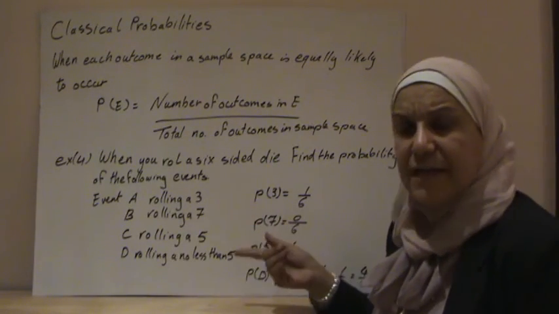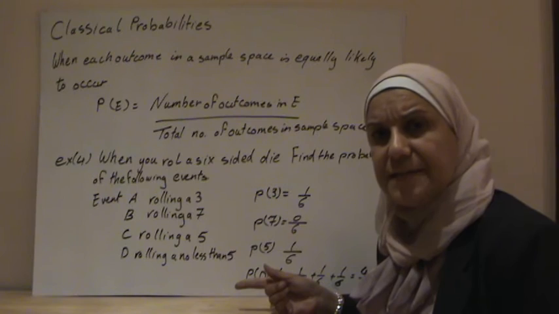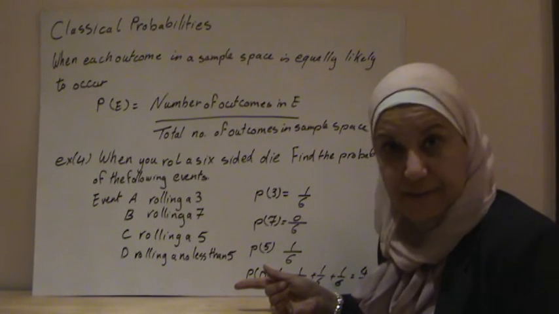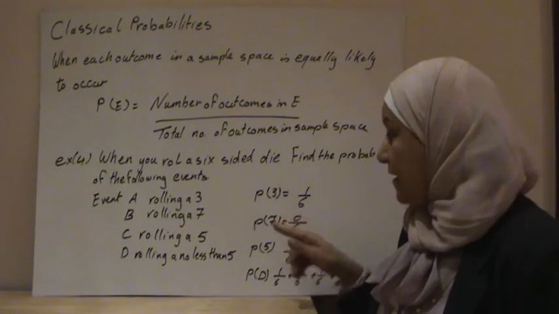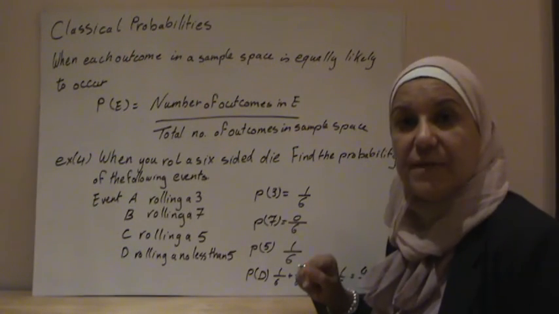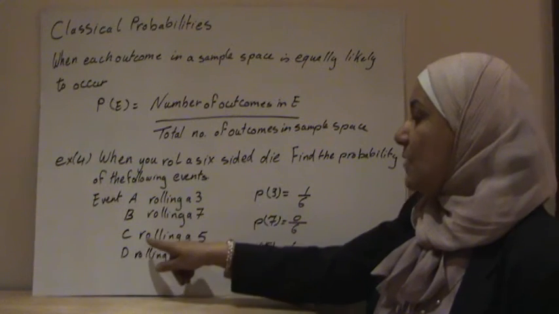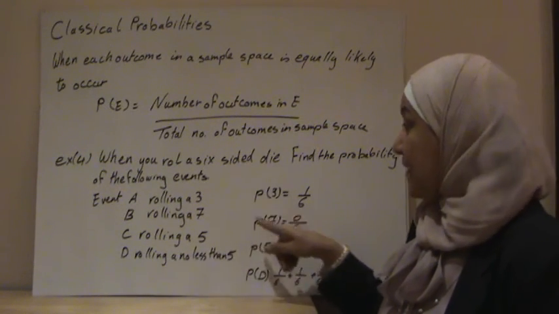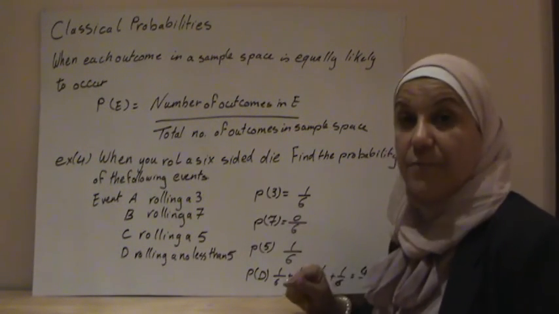Rolling a 7. Is there a 7 in a six-sided die? There is no 7 in a six-sided die, so it's 0 over 6. I cannot have an outcome here. It's a 0. What about rolling a 5? The same thing as rolling a 3. I can have only one option.